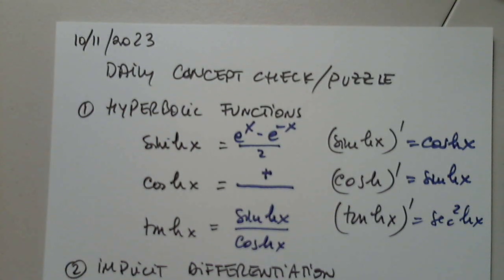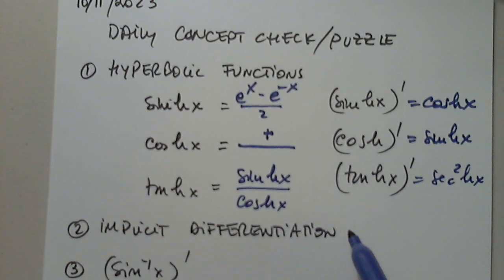And of course, we have the other ones. Implicit differentiation, we discussed implicit differentiation. When the function is not given to us and we cannot solve the equation, then we have to differentiate implicitly. So please remember the formula.